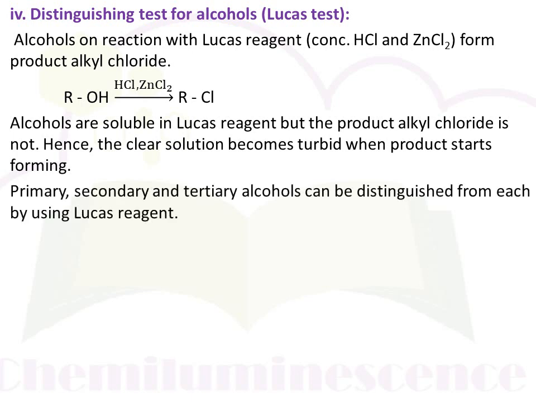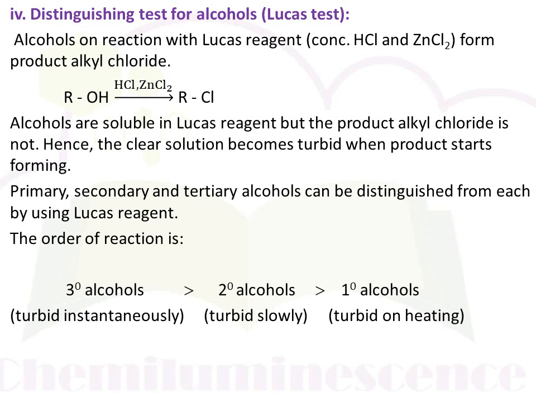Similarly, this test is also used to distinguish between primary, secondary and tertiary alcohol, because tertiary alcohol reacts fast with Lucas reagent and turns turbid immediately after adding Lucas reagent, while secondary alcohol turns the reagent turbid slowly as compared to tertiary alcohol, and primary alcohol turns the reagent turbid only on heating. Hence, this Lucas reagent is used to distinguish between primary, secondary and tertiary alcohol.